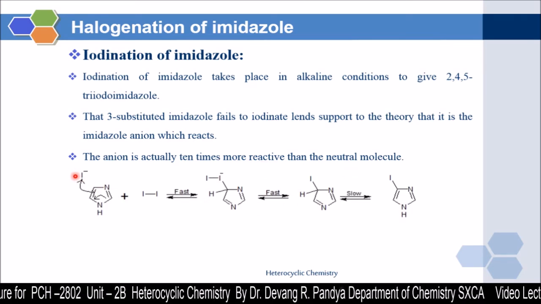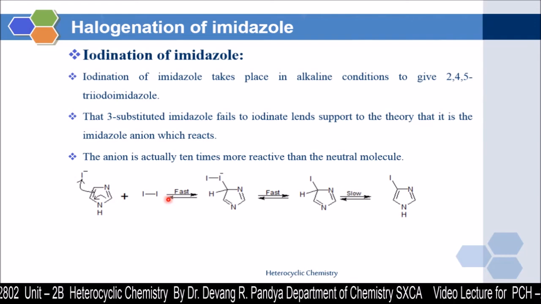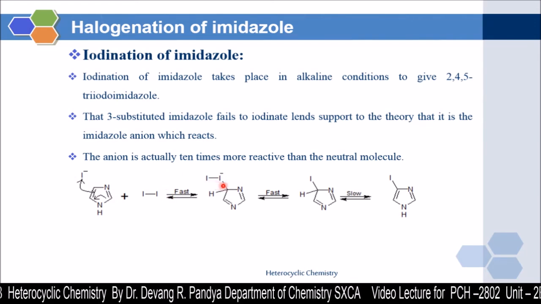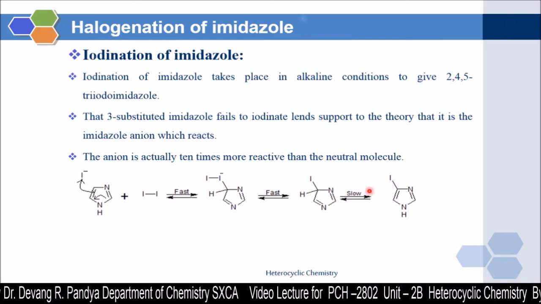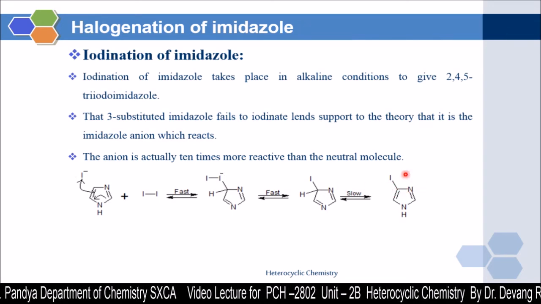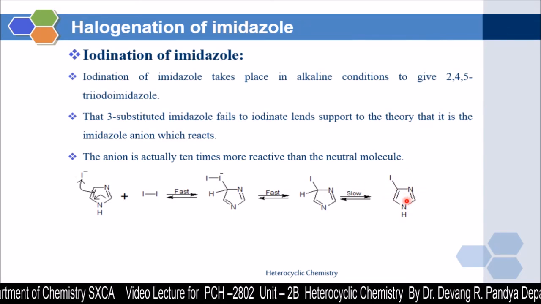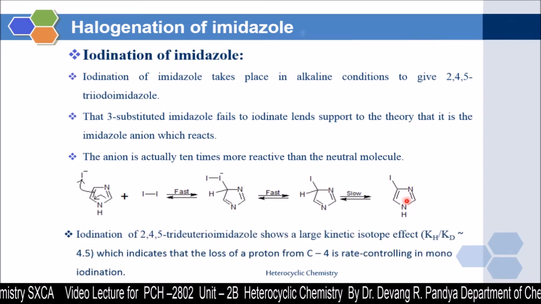So here you can see the position second is the most favorable and fourth position would be there as well. So here you can see the fourth or 5 tautomeric effect would be there. So we're going to get the 4 or 5 membered iodoimidazole.